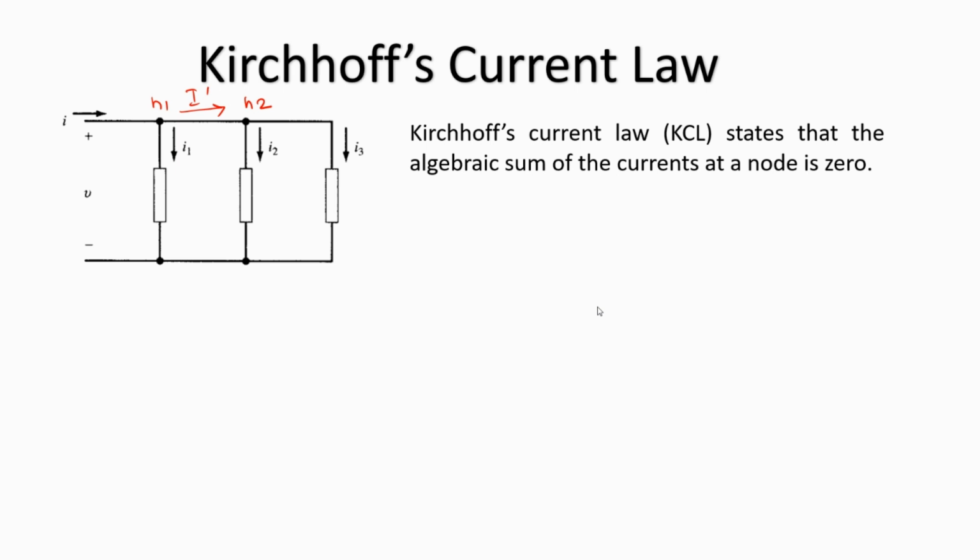Let us now try to write the KCL equations for these two nodes. So we are going to get two KCL equations. One will be for node 1. So for node 1, let's look at the currents that are associated with node 1. The first current is I, which is entering N1. Then we have I1, which is leaving N1, and I dash, which is again leaving N1. So these are the three currents associated.